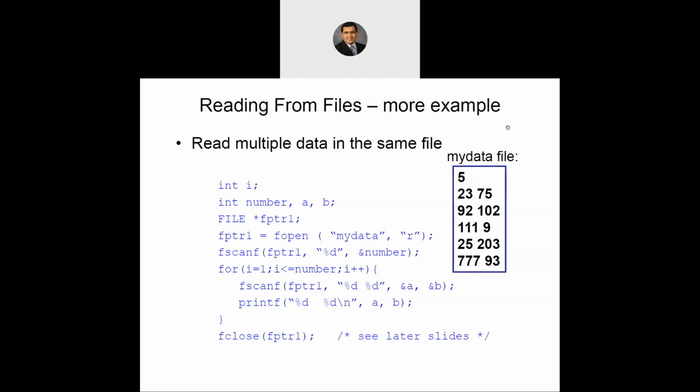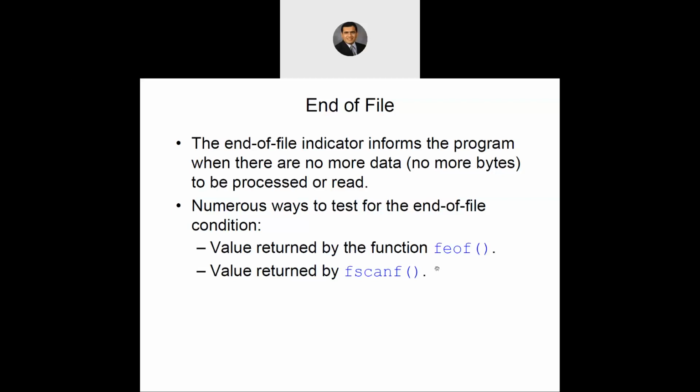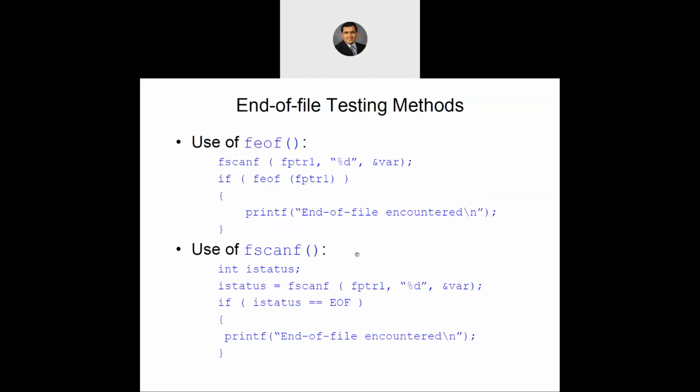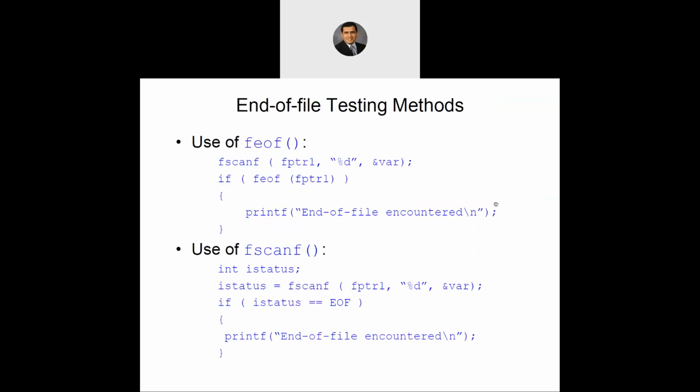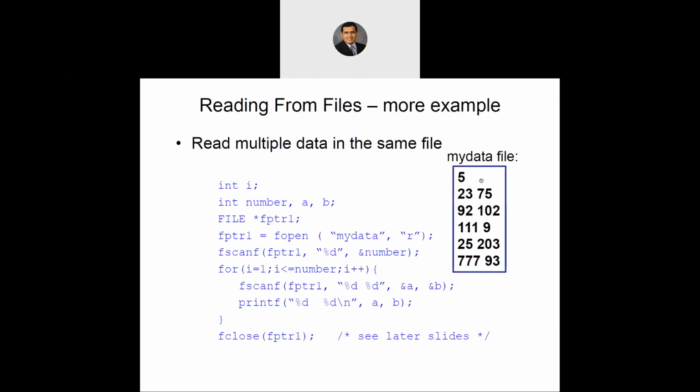But rather than implementing it in this way, it would be better for you to implement it in this way, without mentioning the 5 in the beginning. Then the question is, if I don't mention the number of rows in the beginning, how will my program know when to stop? Very simple. Your program will keep on reading until it encounters something known as end of file.